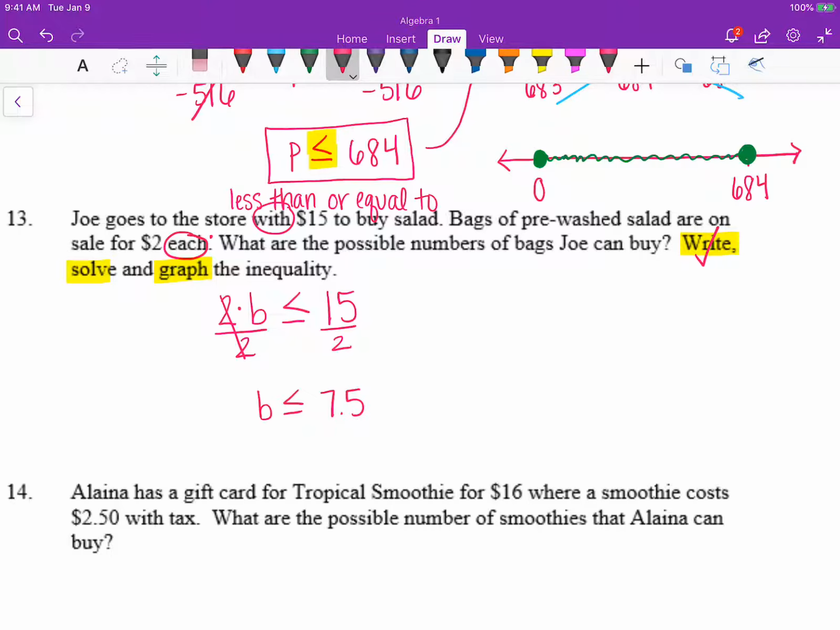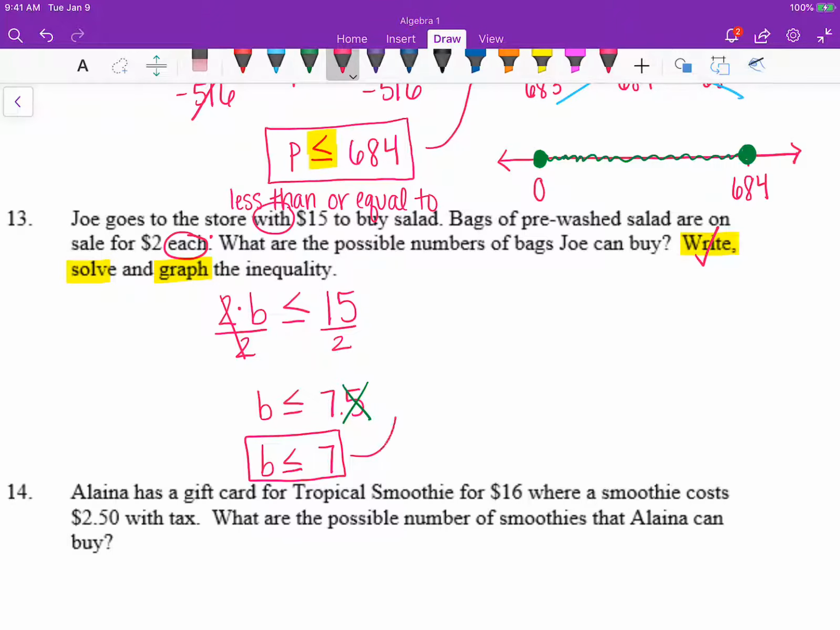Here's the deal with this one though. 7.5 means that's how many bags of salad that Joe can buy, but we can't buy 0.5 bags of salad. You can't go to the grocery store and do that. So the 0.5 is not logical here. Okay, again, we're looking at logical answers with the story problem, not one that doesn't make sense. We can't round 7.5 up to 8 either, because if he buys more bags than he can afford, he's going to run out of money. So I actually have to round this down, and it has to be less than or equal to 7 bags of salad. So this is the logical answer. Decimals just don't make sense for this one.